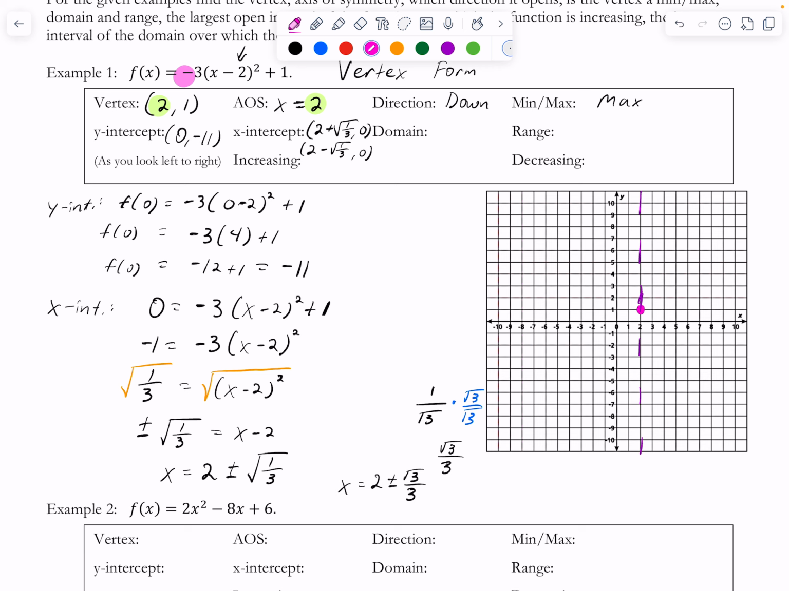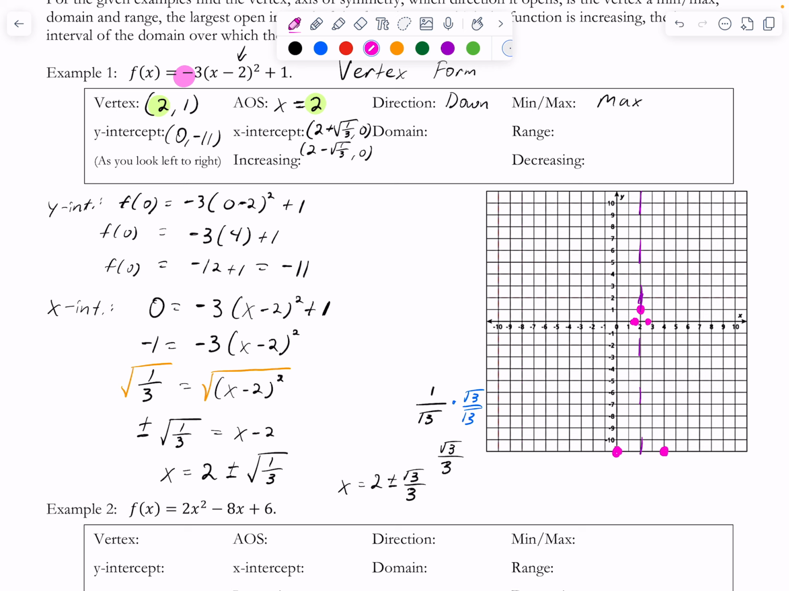My x-intercepts, if you need to use a calculator, you can, right? I just looked it up before I started this video. The square root of 1/3 or the square root of 3 over 3 is approximately 0.6. So 2 plus 0.6 is about 2.6. 2 minus 0.6 is about 1.4. So those are my x-intercepts there. And then we do have the y-intercept of 0, negative 11. And because we have the axis of symmetry, that dot is 2 away from my axis of symmetry. So I have another one that's 2 away over here.